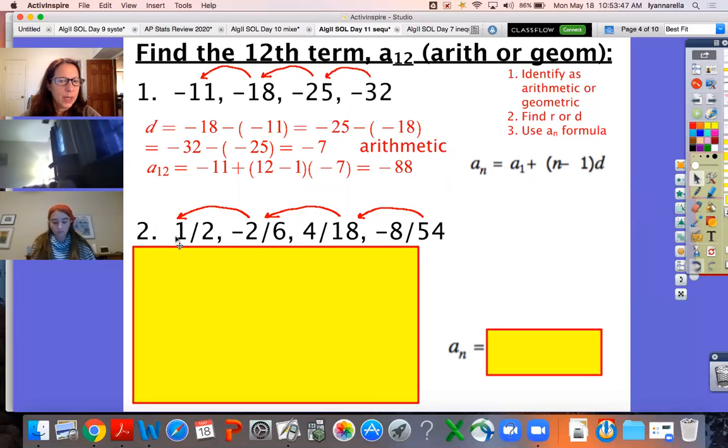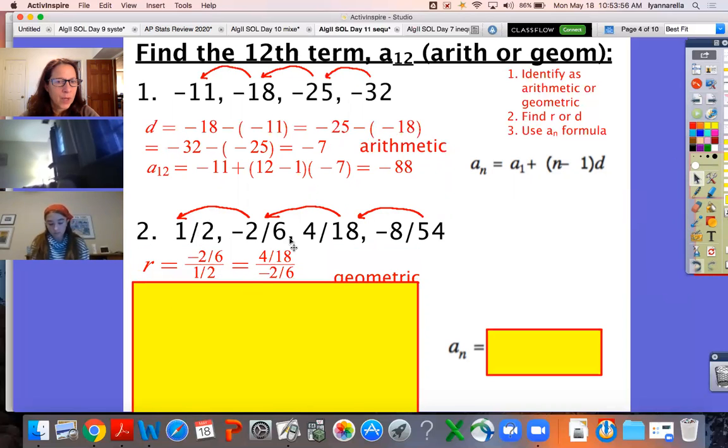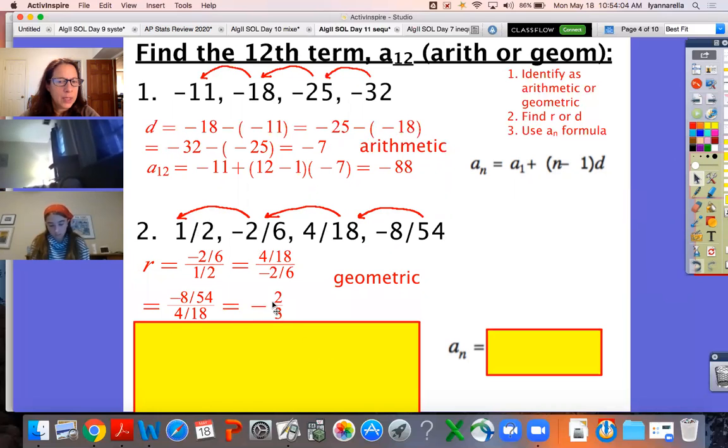Okay, so for this one, I'm going to divide backwards. I know when I subtracted backwards, I didn't get the same thing. So if I divide negative 2/6 by negative 1/2, or divide 4/18 by negative 2/6, or divide negative 8/54 by 4/18, I always get a negative 2/3. So I know it's geometric, so I'm using the geometric formula, which is a sub n is a sub 1 times r to the n minus 1th power.